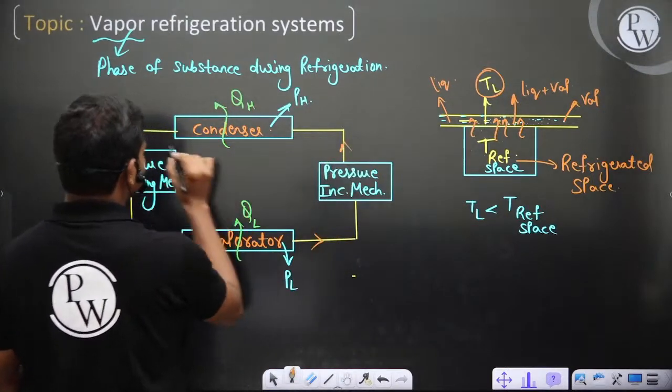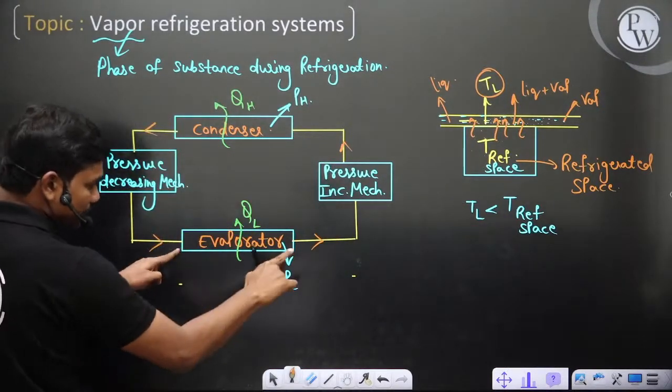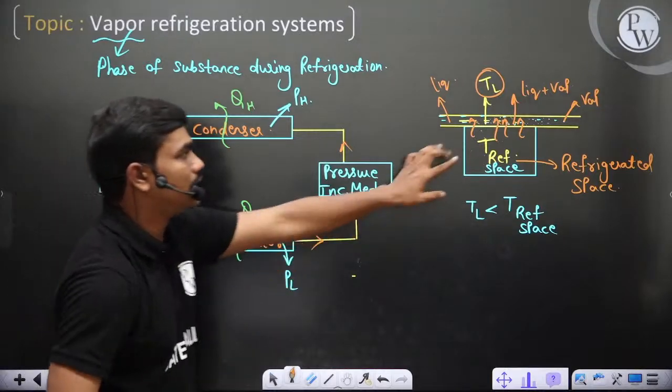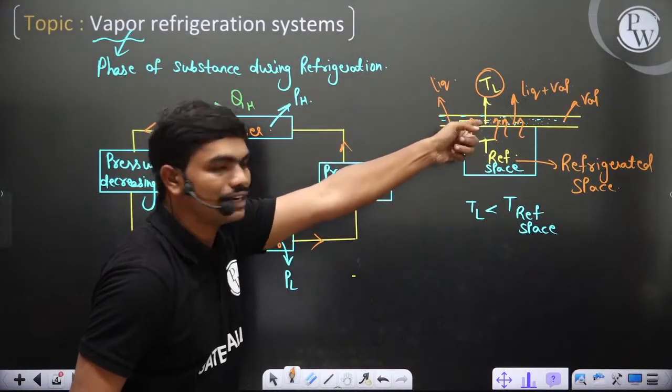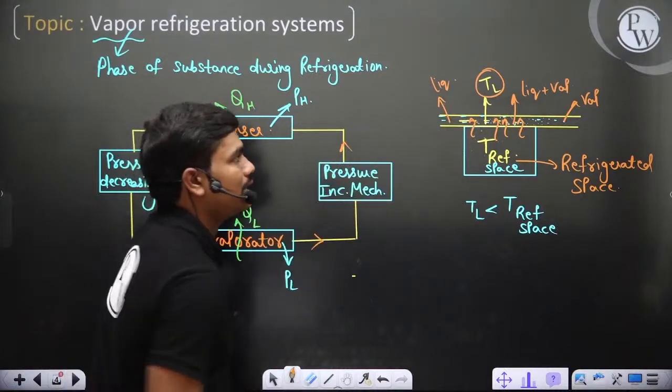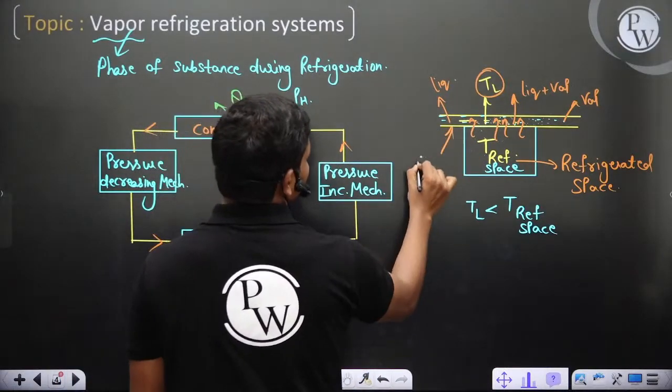The fluid flows like this, and the refrigerated space will be in contact with the evaporator. So this is the refrigerated space, and this coil in which the fluid is flowing is called the evaporator coil.